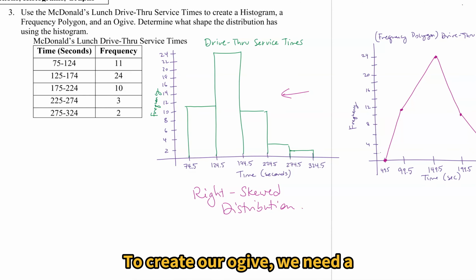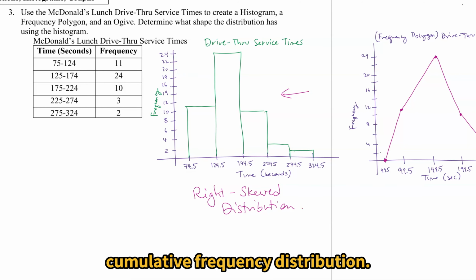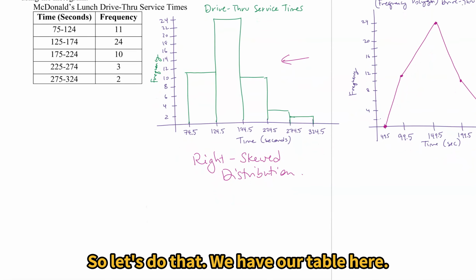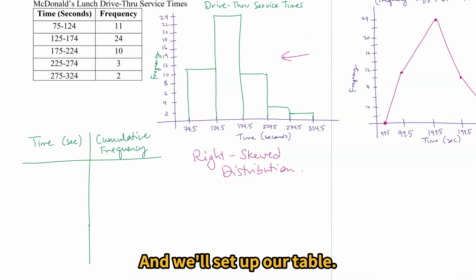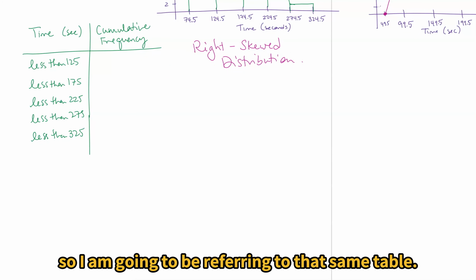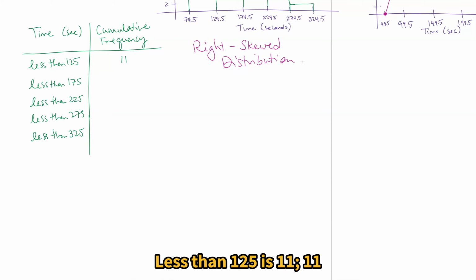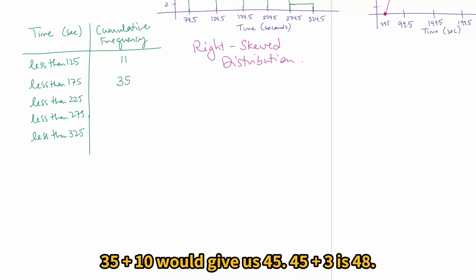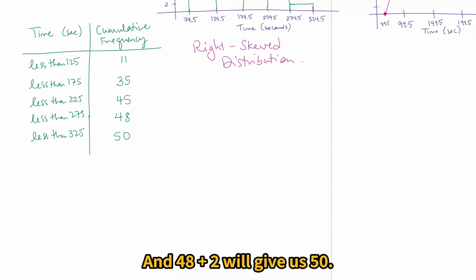To create our ogive, we need a cumulative frequency distribution. So let's do that. We have our table here, and we'll set up our table, and I have my cumulative frequency. You have the table, so I'm going to be referring to that same table. Less than 125 is 11. 11 plus 24 would give us 35. 35 plus 10 would give us 45. 45 plus 3 is 48, and 48 plus 2 will give us 50.